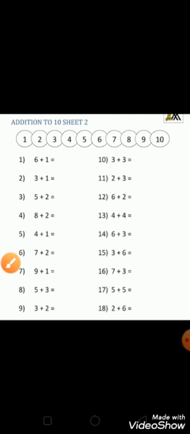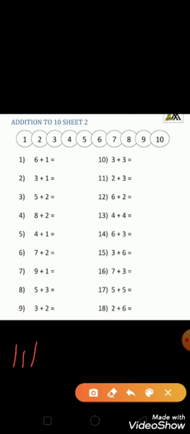Okay? So that's it children for today. In next class I will come with these answers, and we will read more about addition. Okay? And different types of addition. Okay? Today we only learned how to draw lines and count it and add it.